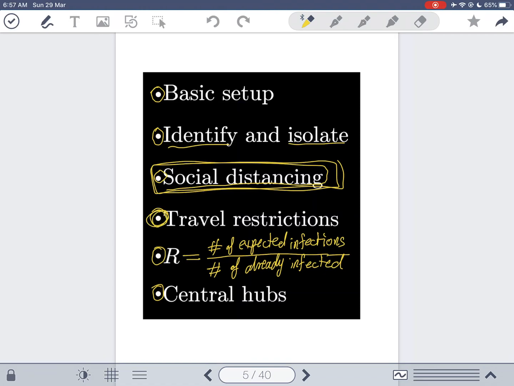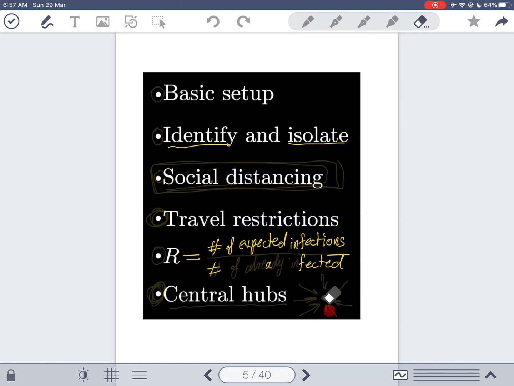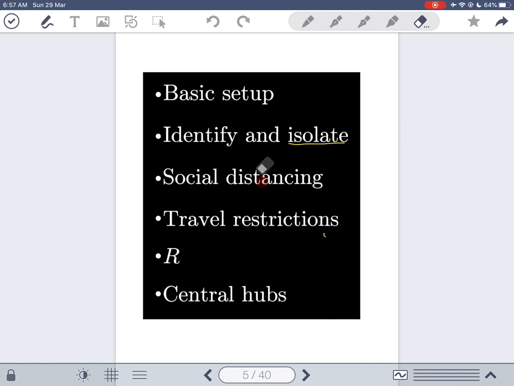Travel restrictions, you understand what it means. Central hubs, he also puts as a parameter: in every city you have malls, universities, and schools. These are kind of central hubs. Also train stations. It's a place in the center where a lot of people come to. So avoiding these places is crucial when you are fighting a pandemic. Now, as I told you, I'm only going to talk in detail about social distancing, because this is what people are doing now.